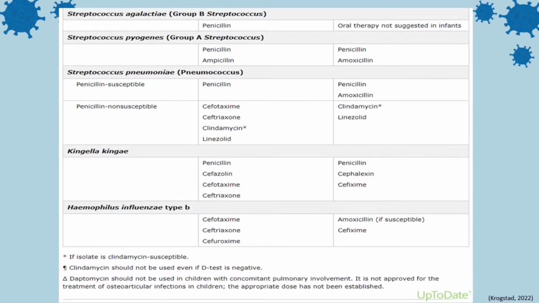For Kingella kingae, the parenteral agents are penicillin, cefazolin, cefotaxime, or ceftriaxone, with the oral counterpart of penicillin, cephalexin, or cefixime. For Haemophilus influenzae type B, the parenteral agents are cefotaxime, ceftriaxone, or cefuroxime, with the oral counterpart of amoxicillin or cefixime.